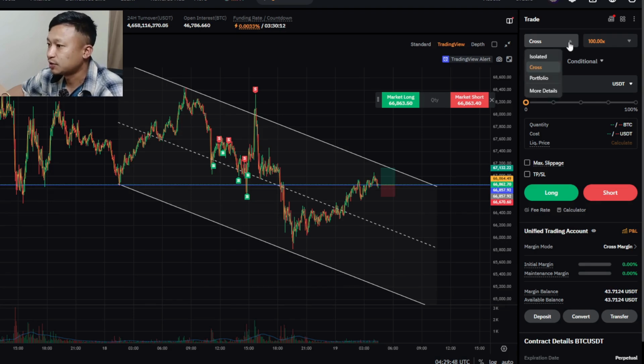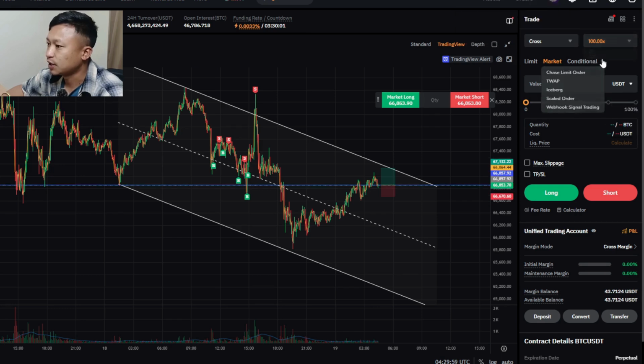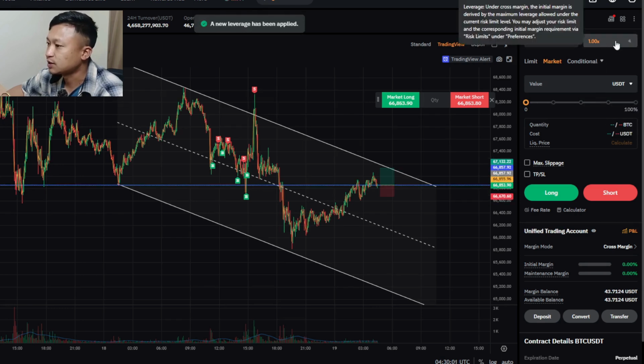I will explain cross and isolated trading in the next video. Don't miss that video, it's coming soon. For now, I will just keep it as cross. And this is leverage. You can range from 1x to 10x, any leverage, and you can manage your leverage over here.